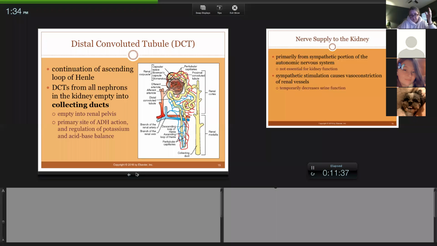So, for example, if the animal's dehydrated, what happens to an animal's urine production when they're dehydrated? Does it increase or decrease? If an animal's dehydrated, do I expect an increase, or it's going to decrease? So the number one thing we look for when an animal's dehydrated is, what is their urine production?